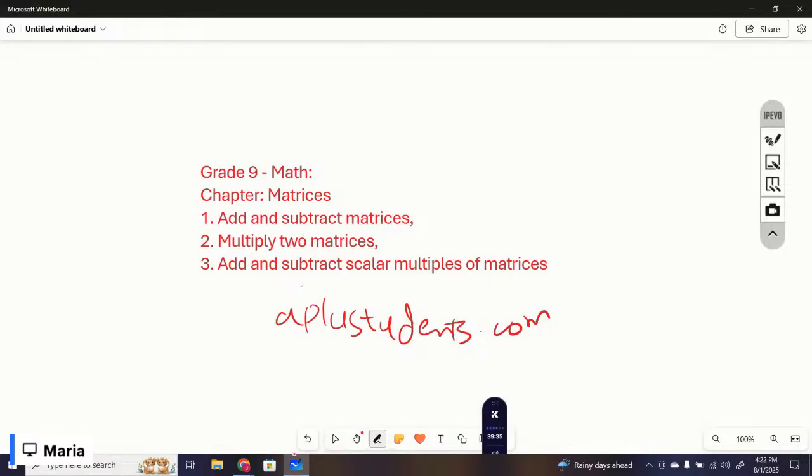The lessons we're going to cover today are add and subtract matrices, multiply two matrices, and subtract scalar multiples of matrices. So please make sure you have your notebook and pencil so that you can note down the important examples and definitions as well.